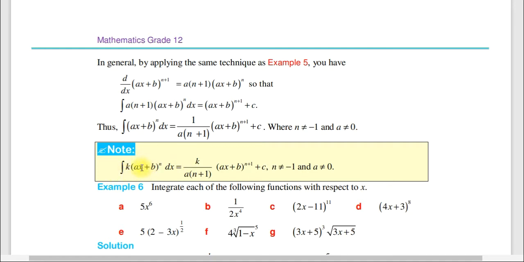The integral of k into (ax plus b) to the power of n dx equals k over a into (n plus 1) times (x plus b) to the power of n plus 1 plus c, where n differs from minus 1 and a differs from 0. That means if a constant k is given, we can take it out of the integral.